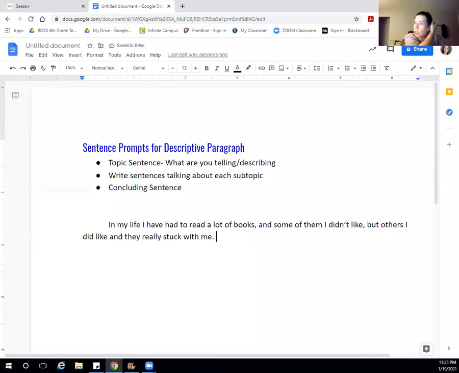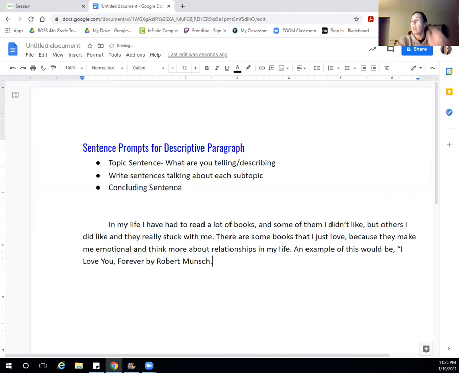All right, I decided to go with the one book that is unlike all the others, and that is I Love You Forever. So what I wrote was, there are some books that I just love, because they make me emotional and think more about relationships in my life. An example of this would be I Love You Forever by Robert Munsch. I've noticed that I have a typo.